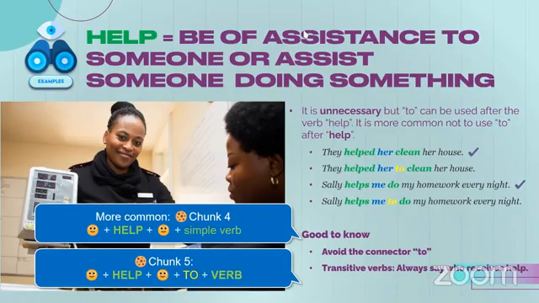Help equal to be of assistance to someone or assist someone doing something. To is unnecessary but to can be used after the verb help. It is more common not to use to after help. It's unnecessary.